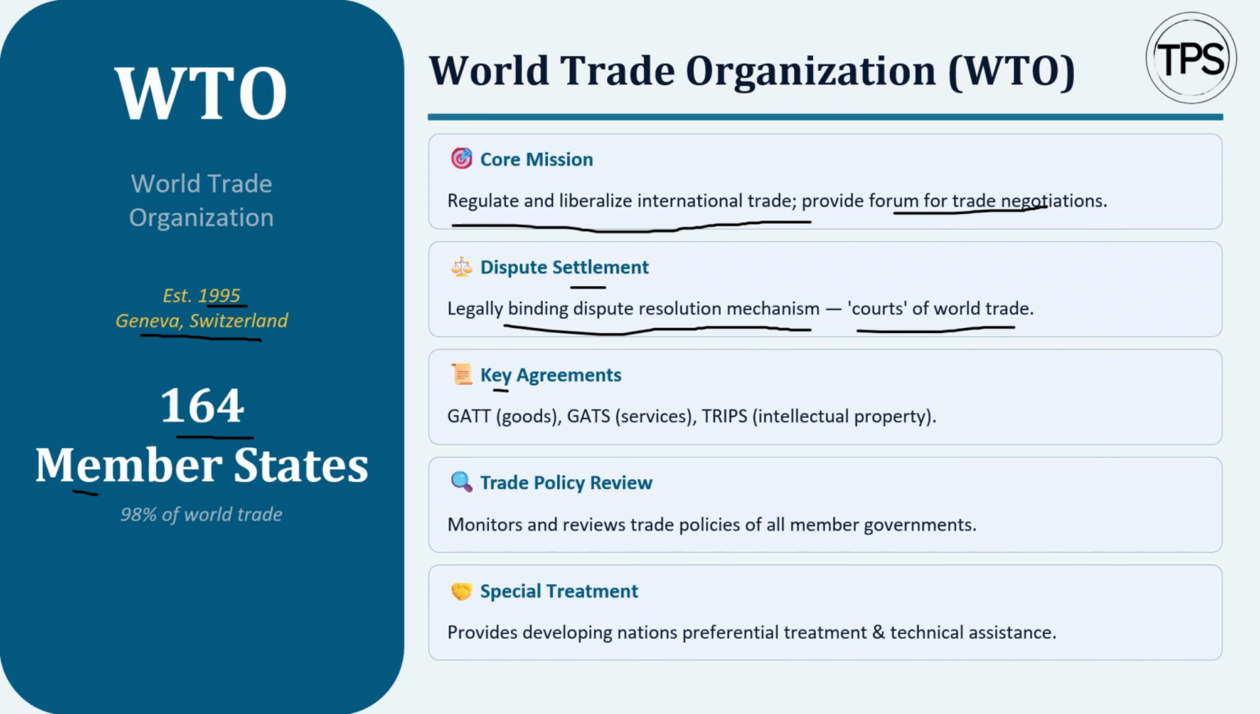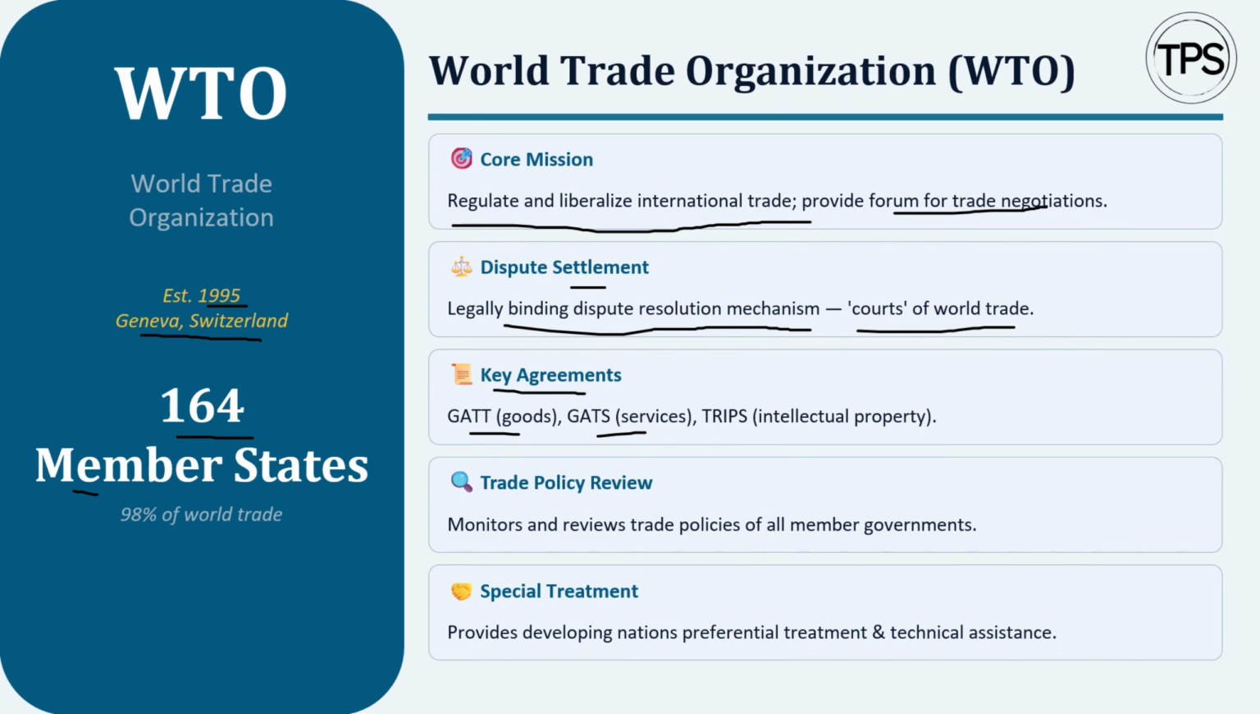Then another is key agreements: GATT for goods, GATS for services, and TRIPS for intellectual property. There are different agreements known as GATS, GATT. GATT means General Agreement on Tariffs and Trade. It is basically for goods, and it was established in 1947 to promote international trade by reducing tariffs.